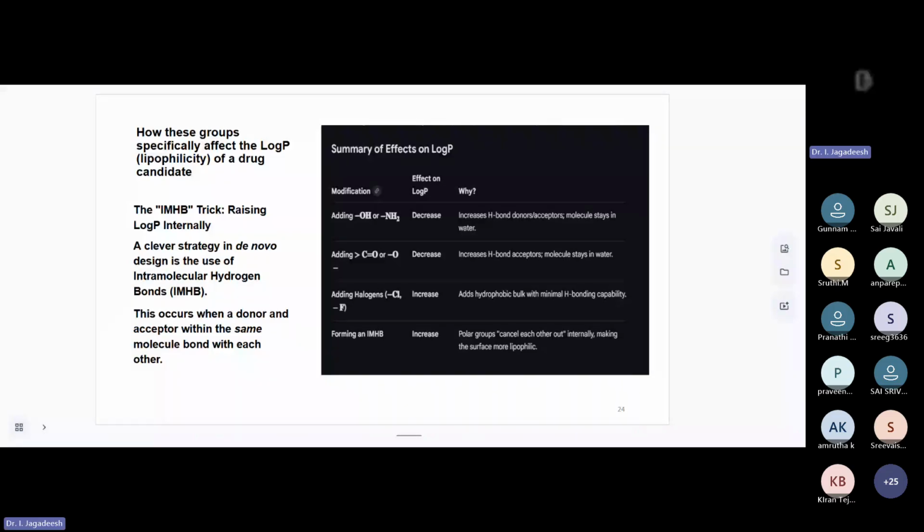Similarly, adding halogens, that is chlorine and fluorine, increases the log P value. It adds hydrophobic bulk with minimal hydrogen bonding capacity. That is the reason the log P value will increase.